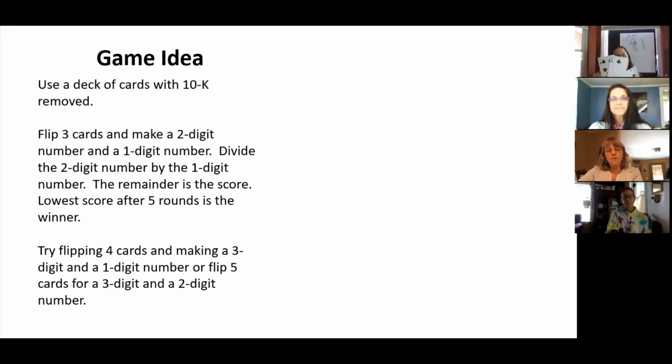So there's a little bit of strategy here as well as division. When students start to learn divisibility rules, which they will in grades like 4 and 5, I can think about what number could I make to have either no remainder or the smallest remainder. So if I have 72 divided by 3, 24 is my answer with no remainder, I get no score. The point of this game is to have the lowest score after 5 rounds.